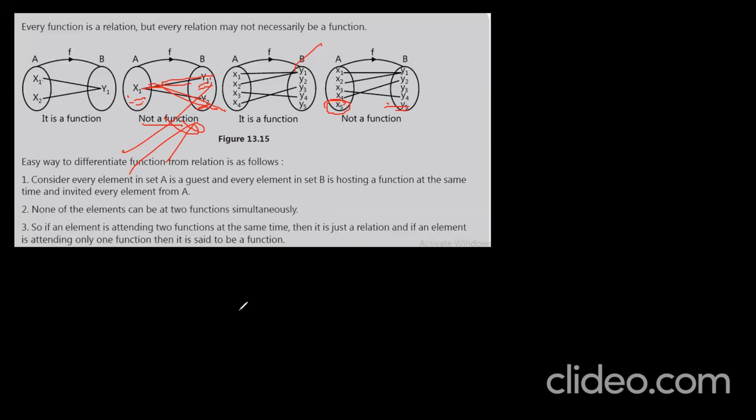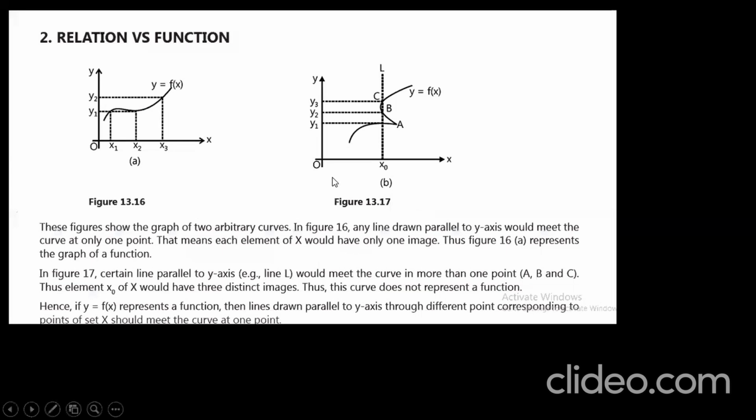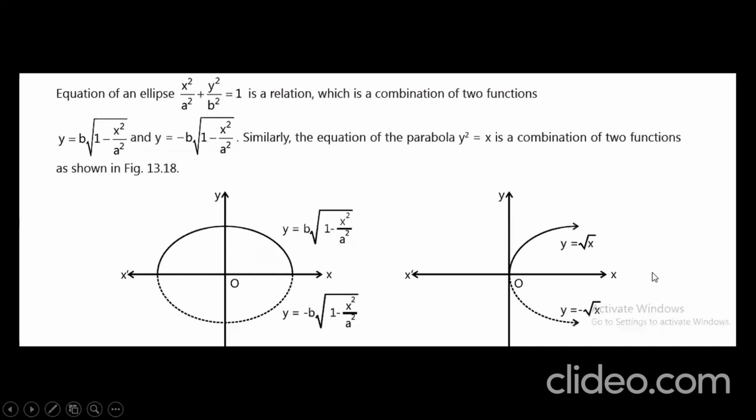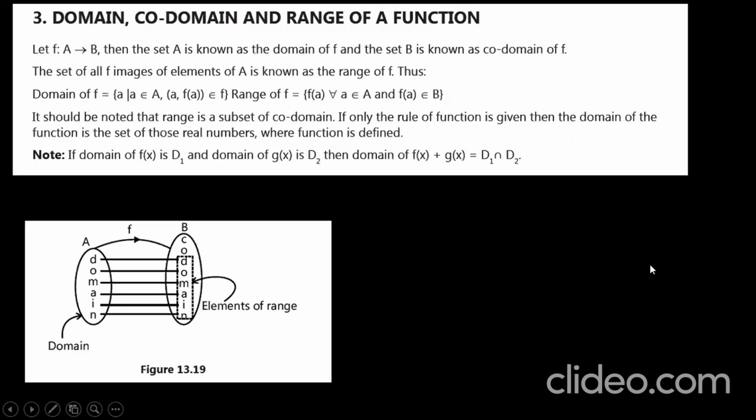So I think you cleared this function and relation difference. And also we observed yesterday, by observing the graph, how it is going to be a function and how it is going to be a relation, just by drawing a line parallel to the y-axis. If the line touches the curve at two different points, it is not a function. If it touches only at one point, then it is a function. We observed this also in the relation part, and we observed these two graphs also.